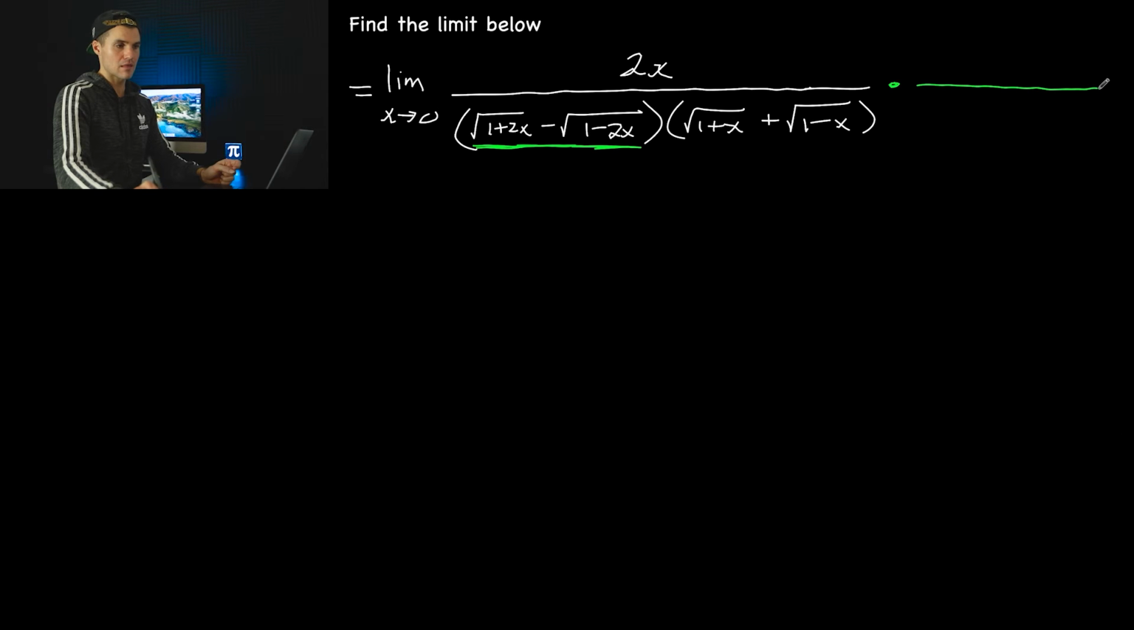We're going to multiply that expression by its conjugate, right? So it's going to be the root. The expressions are going to stay the same, and we're just going to change that sign in the middle to a plus. And then this is going to be 1 minus 2x.